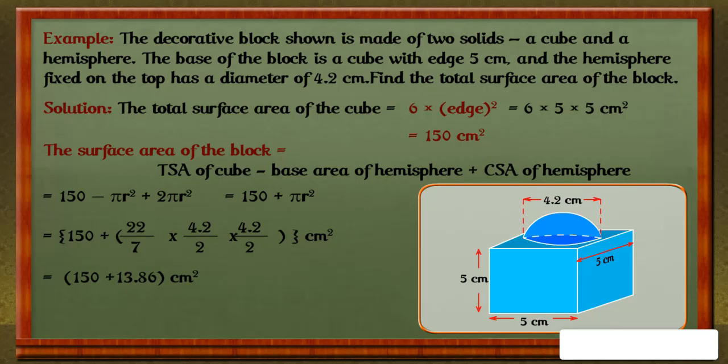This is equal to the sum of 150 and 13.86 centimeter square, which is equal to 163.86 centimeter square.